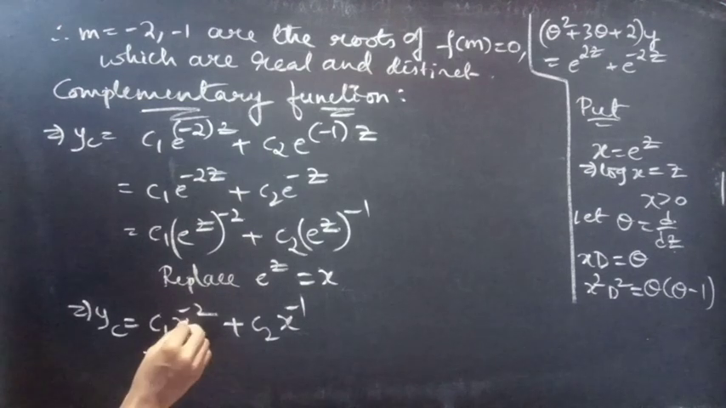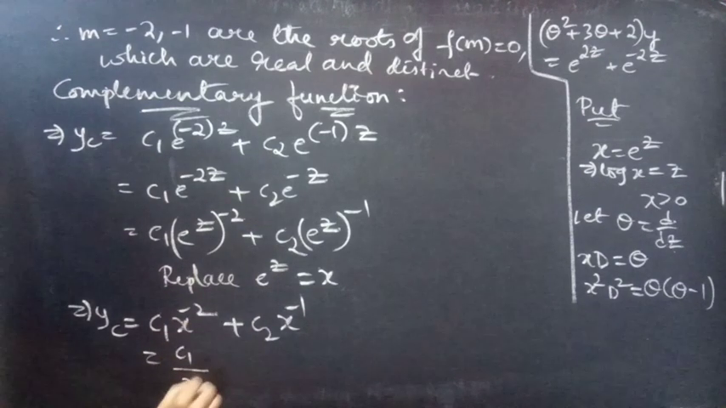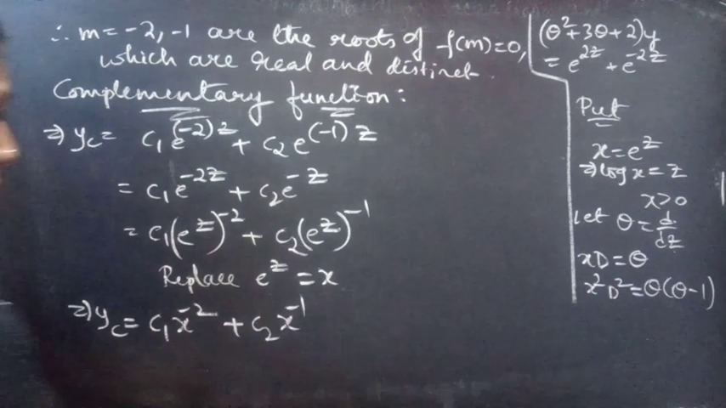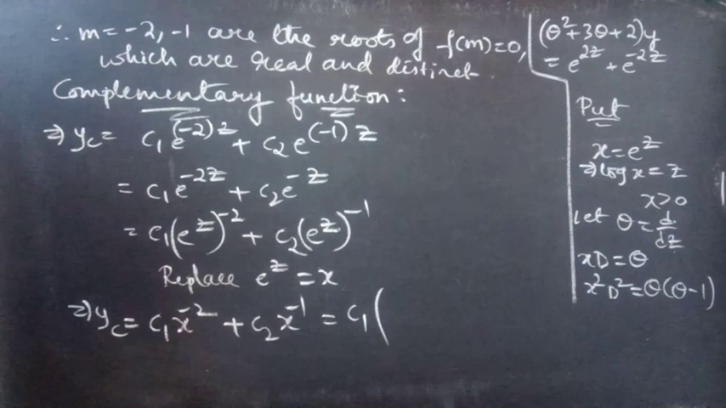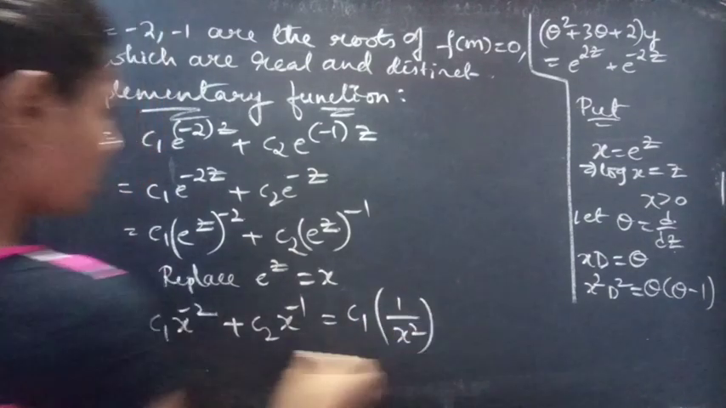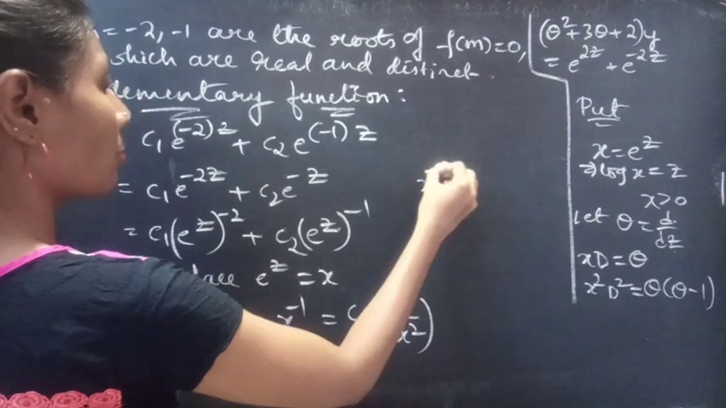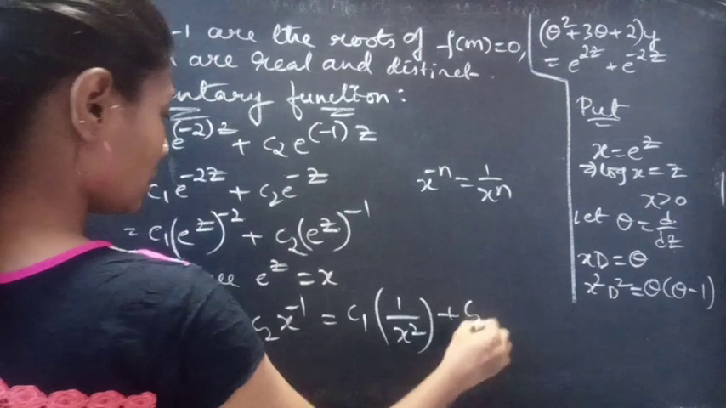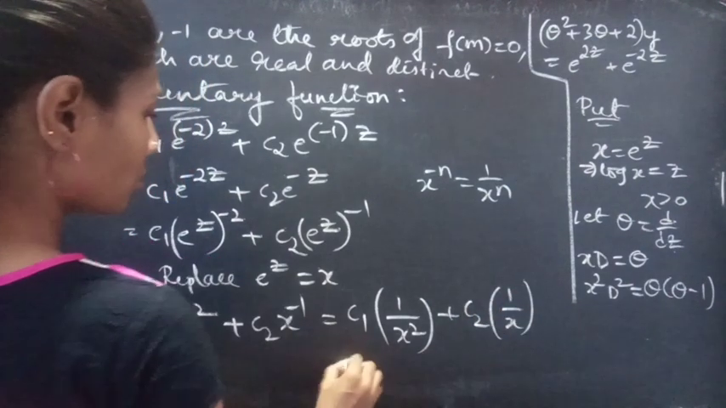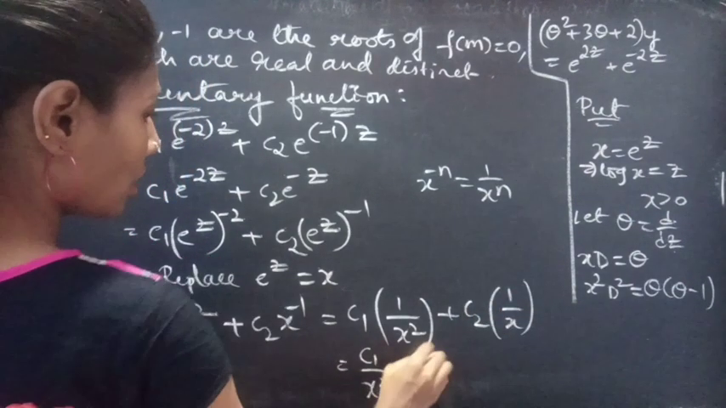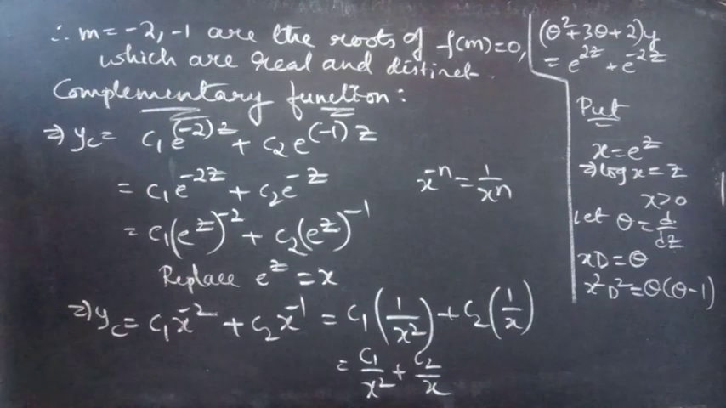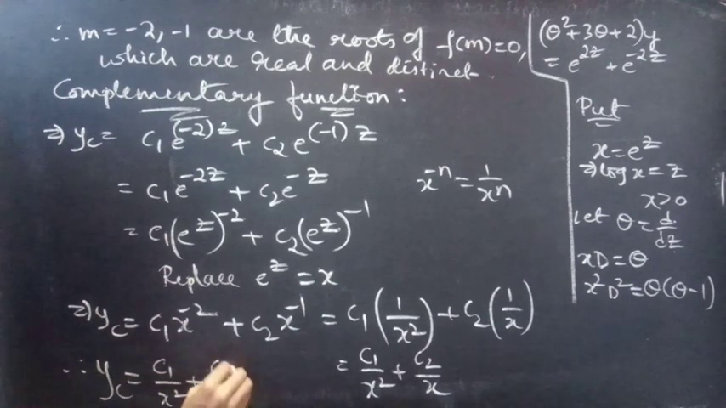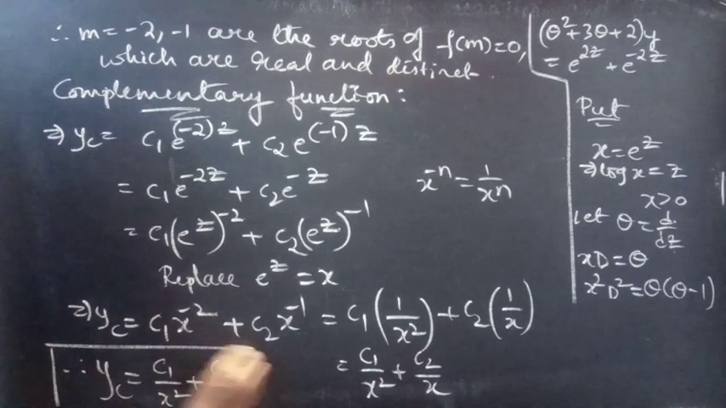We can write x power minus 2 as 1 by x square. To write more clearly, c1 into 1 by x square, since x power minus n equals 1 by x power n, plus c2 into 1 by x. So this equals c1 by x square plus c2 by x. Therefore, yc is equal to c1 by x square plus c2 by x. Let's now find yp.